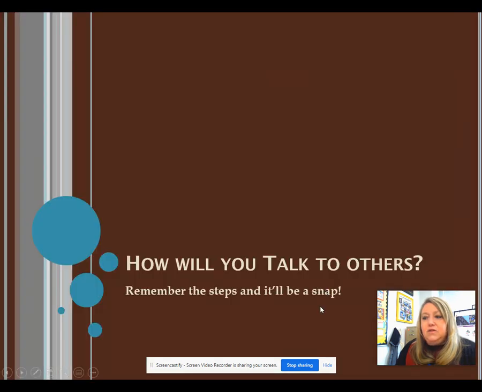Okay, so remember all of those steps, and it'll be a snap. It'll be easy to talk to other people, but we do realize that it takes a lot of practice, and so that's why we are repeating this lesson over and over and over so that we can practice this important skill.